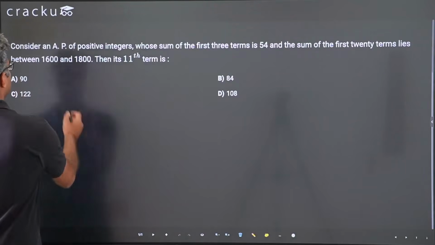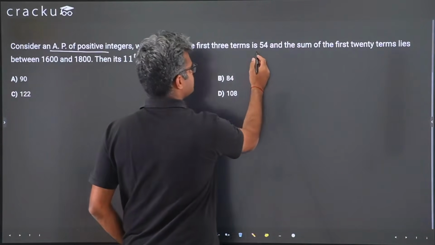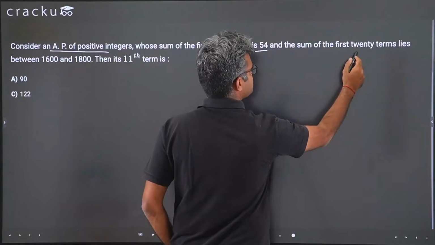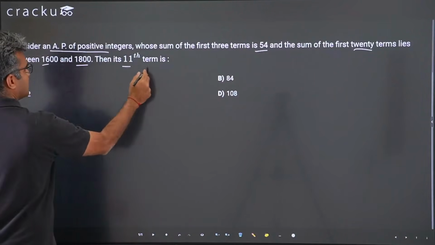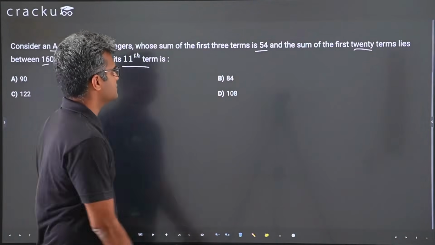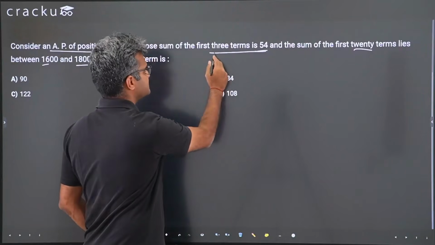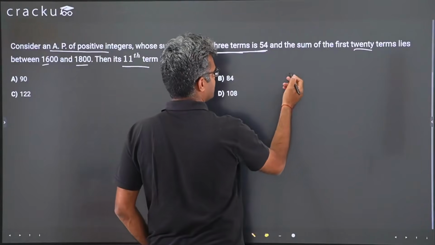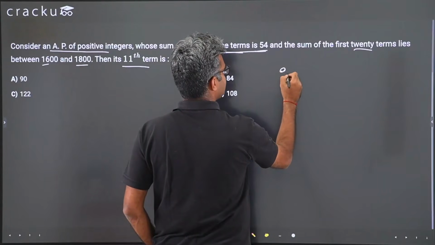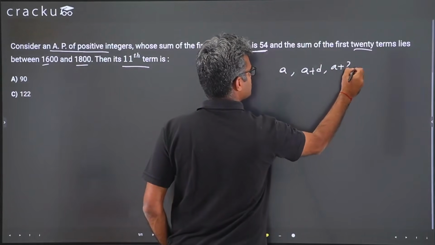In this question, we are told that there is an arithmetic progression of positive integers. The sum of the first three terms is 54 and the sum of the first 20 terms lies between 1600 and 1800. We are required to calculate the 11th term. Whenever you are given that the sum of the first three terms is 54, I would want to write the three terms as: the first term, which is a, the second term, which is a plus d, and the third term, which is a plus 2d.